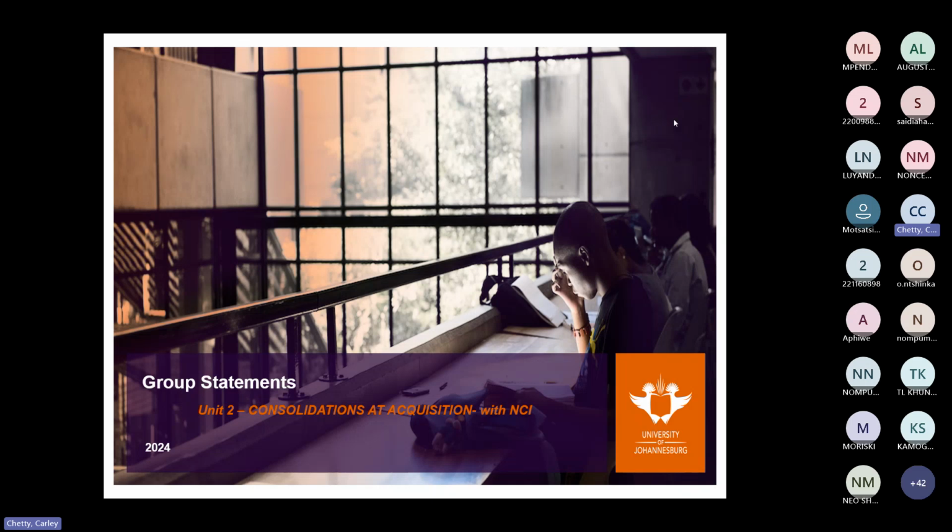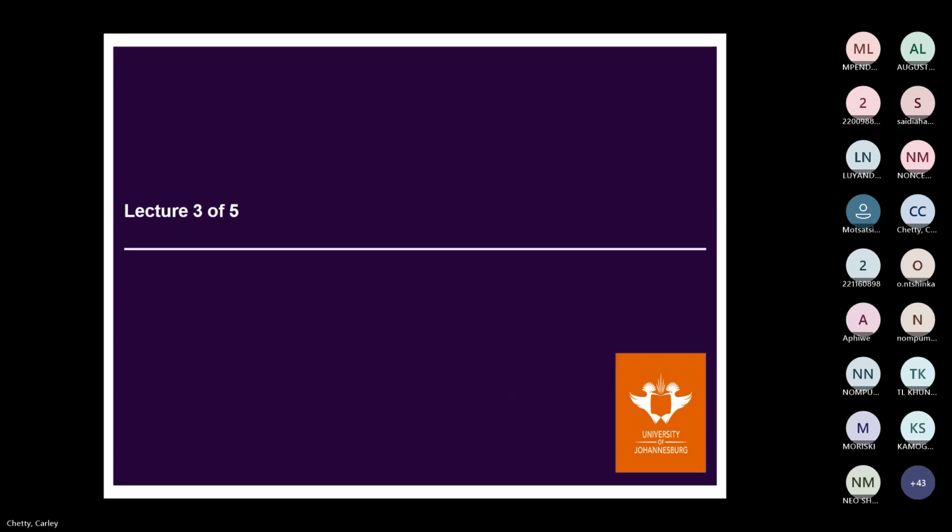Okay. So in this lecture, we are going to be looking at consolidations. This is lecture 3 of 5. You would have started with Unit 1, and there you would have looked at the introduction to groups. Last week, you would have looked at some beginning parts of consolidations. This week, we'll be continuing with consolidations, and we'll be looking at a situation where we have non-controlling interest. Last week, we looked at a situation where it was a wholly owned subsidiary. This week, we're going to be looking at a situation where we have non-controlling interest.